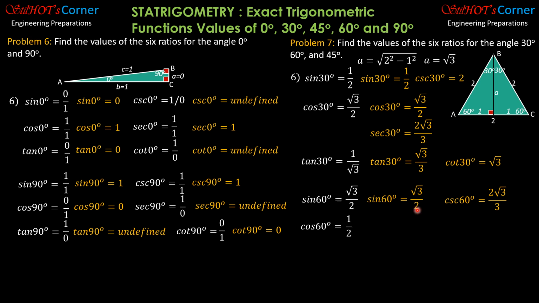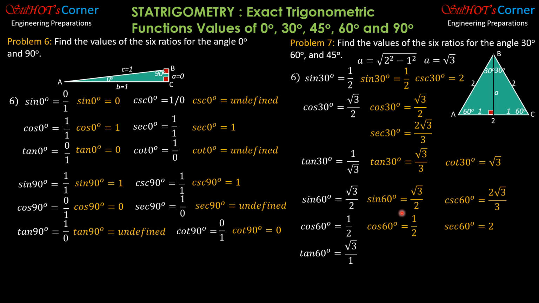Or 2 over square root of 3 times square root of 3 over square root of 3. So 2 square root of 3 over 3. Cosine of 60 degrees is adjacent side 1 over 2. So it is 1/2. That's why it is also sine of 30 degrees, 1/2, the sine of its complement. While secant of 60 degrees is 2 over 1, so it is 2.